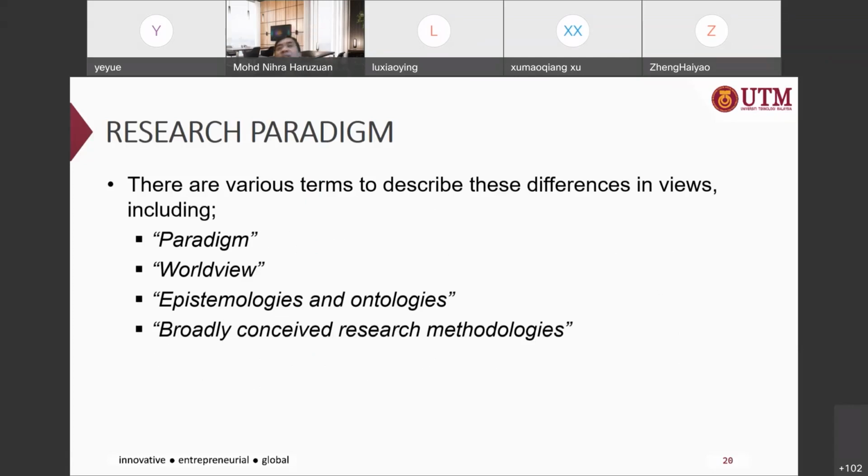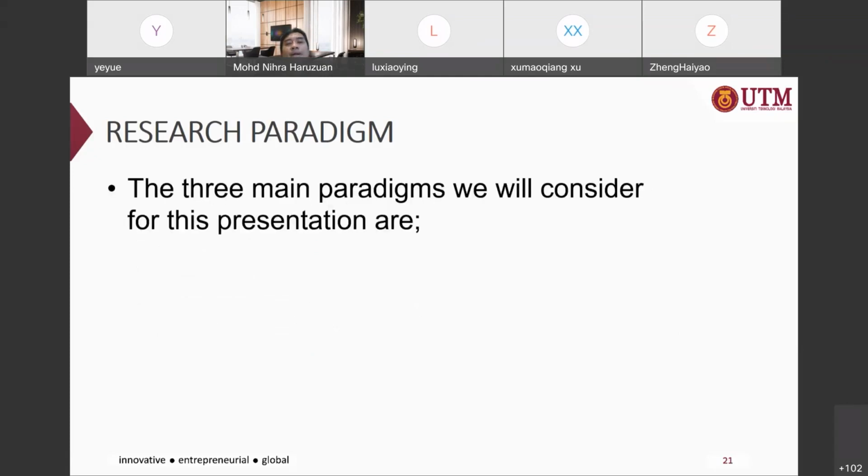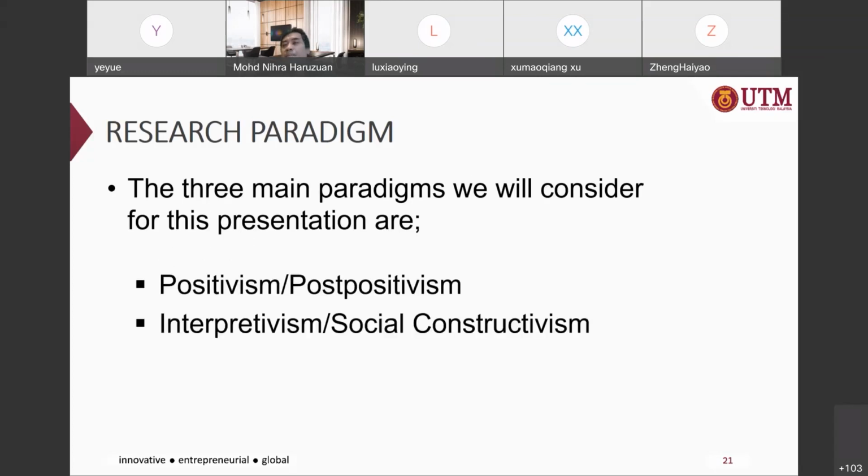So the one that you should consider at the beginning of your research, before you start or embark on your investigation. There are three main paradigms or methodologies that we will consider. The first one we call positivism or post-positivism, right? The second one, interpretivism or social constructivism. And the last one is pragmatism.